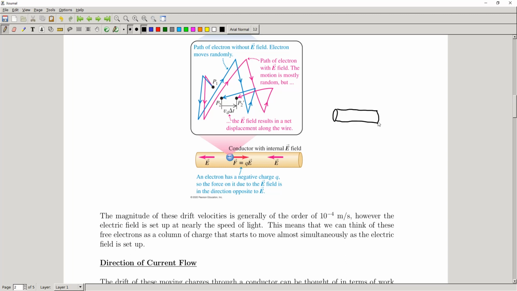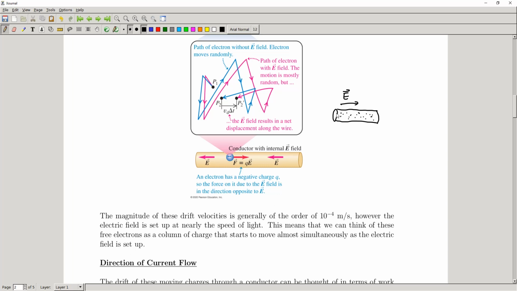You can imagine this is our wire here. We have this whole sea of free electrons, and each of them has this high velocity, crazy bouncing around going on. And there's also this electric field. Let's say we have an electric field set up in this direction inside the wire, and so it's slowly moving the whole column to the right.